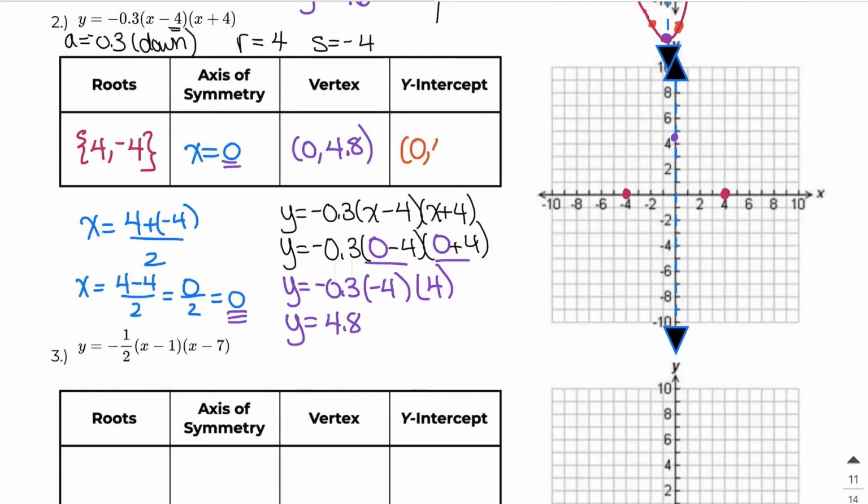So it's at the same spot, because if the axis of symmetry is on the y-axis, then it's also going to be the y-intercept. And then we can just connect those dots. And this is our parabola. And always remember to label your equation.